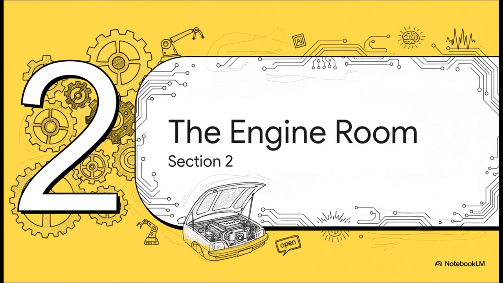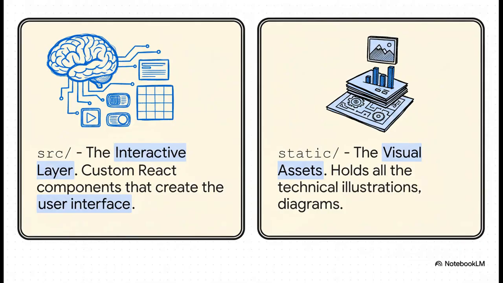Okay, we've explored the library. Now for the fun part. Let's go behind the scenes, pop the hood, and check out the project's engine room to see how this whole thing actually runs. You can think of this engine room as having two main parts. You've got the SRC folder, which is kind of like the brain. It's got all the custom code that builds the user interface. And then there's the static folder, which is the visual library, all the cool diagrams and images that make these really tough concepts so much easier to understand.